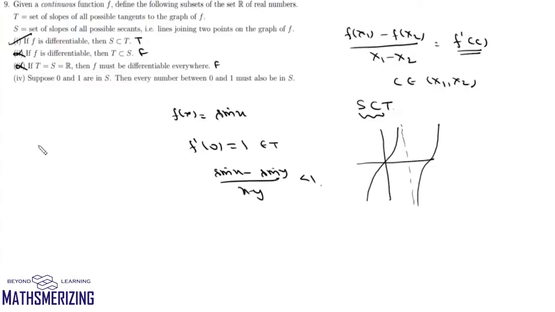Suppose it says 0 belongs to S and 1 belongs to S, then every number between 0 and 1 must also be in S. So at some point, slope is 0, and at some other point, slope is 1. Now, since the function is continuous, from the mean value property, we can say that the slope of all possible secants will take all the values between 0 and 1. So statement 4 has to be true. So the answer to this question is true, false, false and true.